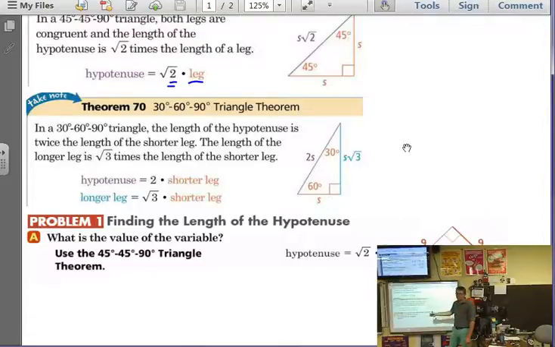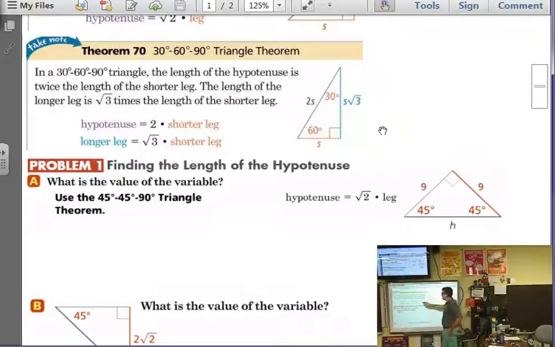When we look at the 30, 60, 90, the hypotenuse will actually now be 2, not radical 2, but just 2 times the short leg. And we actually don't care about the long leg. We only need the short leg. But if I have the long leg and not the short leg, then I have to find the short leg. So that's the problem. I can calculate both the hypotenuse and the long leg by only using the short leg.